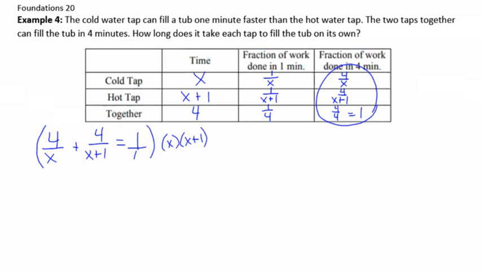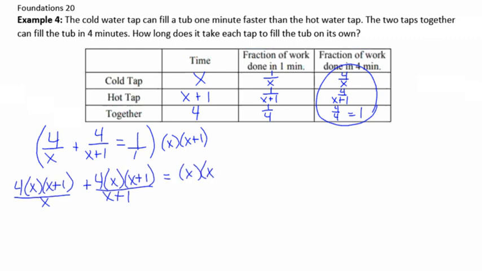So I'll write that out in expanded form just so you can see that. My first term, 4 over x times x times x plus 1, will be 4 times x plus 1, still all over x. My next term times my common denominator is over x plus 1, equals 1 times that, which will just be as is. So now you can see wherever those denominators were, those terms would cancel.